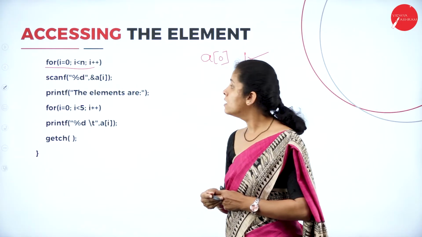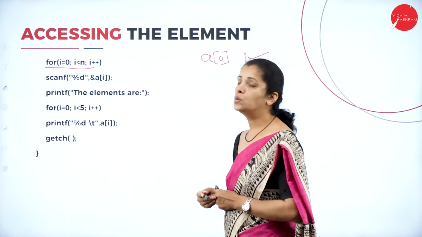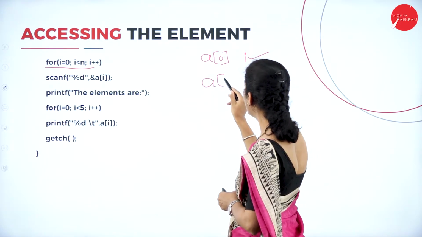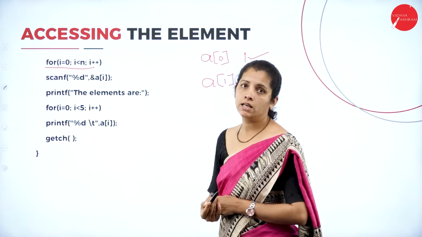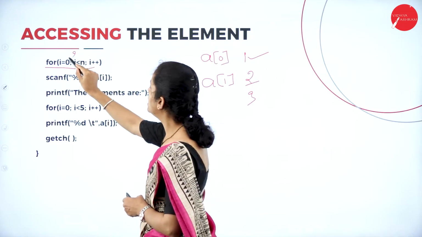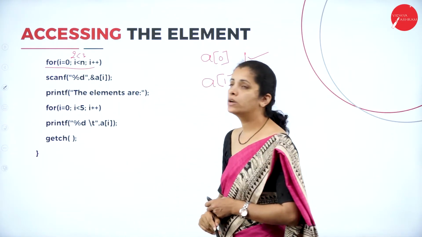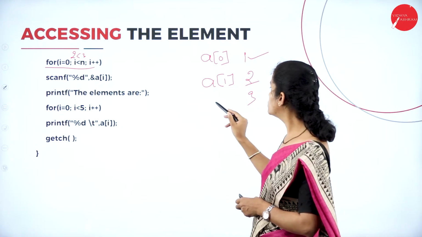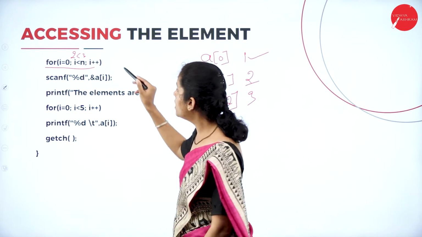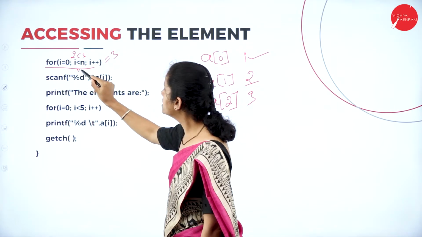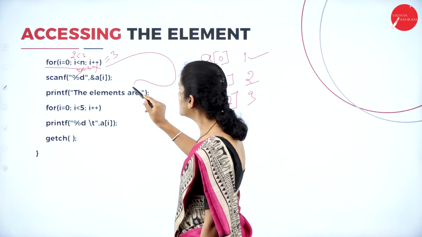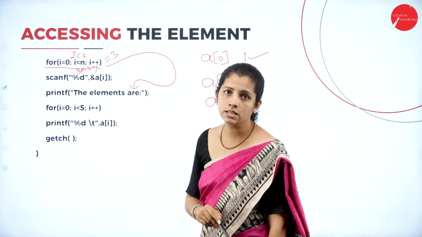Now, I is 1. 1 less than 3, it is true. I'm going to read my second element, that is 2, and I'm going to store it in my array of 1. Now, I is incremented by 1. I is 2. 2 less than 3, it is true. So, I'm going to read 3 and I'm going to store it in my array of 2. Now I is going to increment by 1. Now I is 3. So here 3 less than 3 condition is failed. So the control transfers to the next block or next statement.